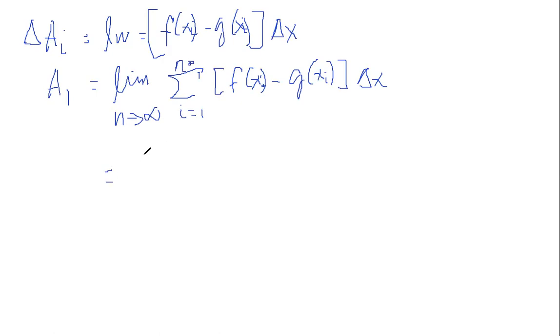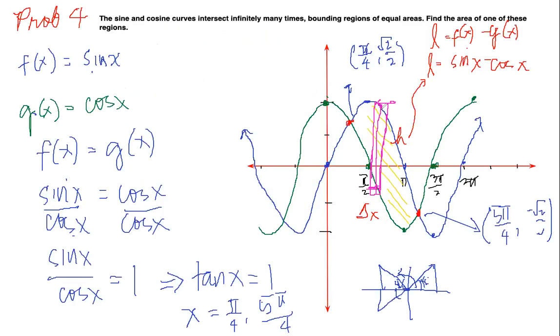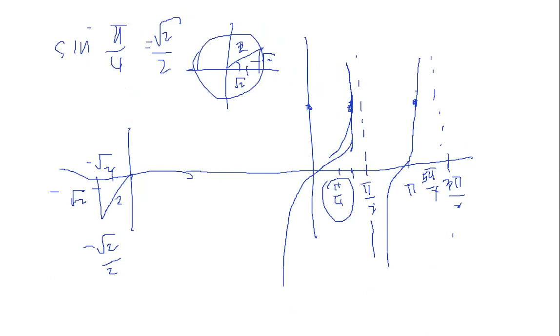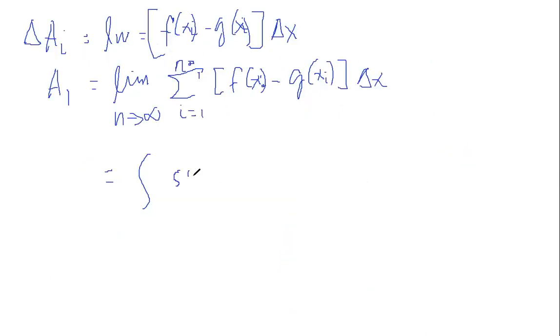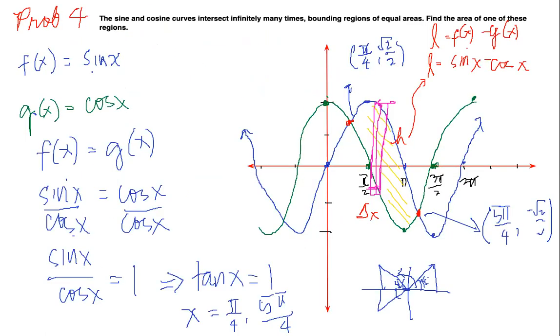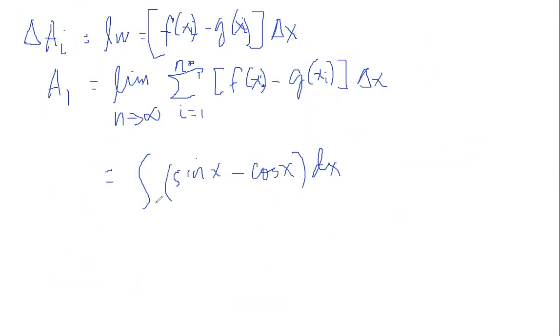So here, we're now ready to express it in integral notation. So we have, okay, let's go back and review. Again, the upper curve is the f, which is sine x. So sine x minus cosine x dx, and our limits, we have pi over 4 and 5 pi over 4. Okay, pi over 4 and 5 pi over 4.